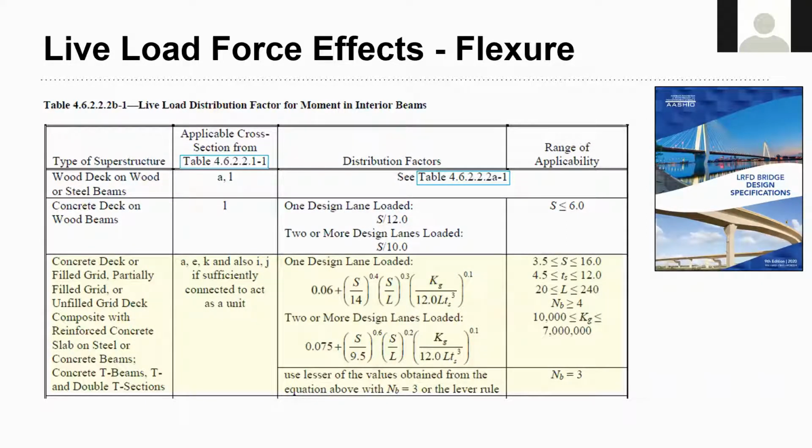4.6.2.2.2b-1. And lo and behold, right there in the third row of the table is what I really need to know. I don't need to be concerned about anything else in that particular table. This tells me right here, it's for a concrete deck on steel beams, as the guide said. So my distribution factors are calculated for the one design lane loaded, and then 2 or more design lanes loaded right there. And I'm going to fall within the range of applicability because I'm designing a routine steel girder bridge.